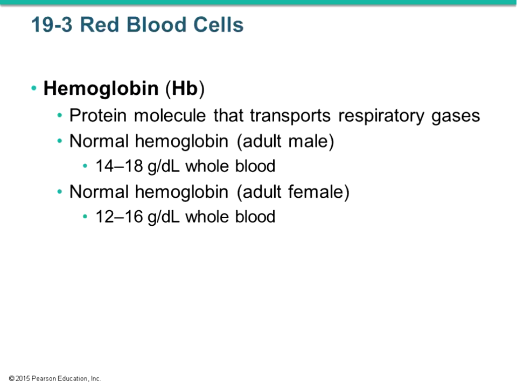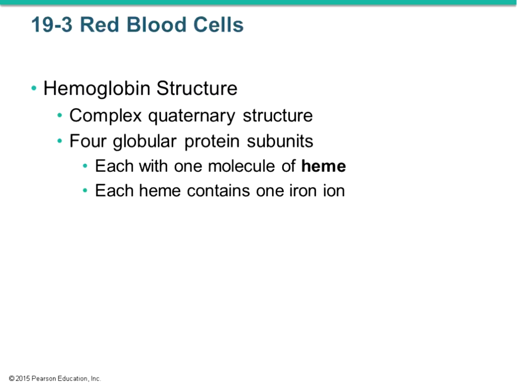Big part of red blood cells is this hemoglobin that I mentioned before. This is what gives it color, but it also has the ability to bind and transport these gases, okay? So you can see the normal levels in the adult male and the adult female, fairly similar: 12 to 16 grams per deciliter for women and 14 to 18 grams per deciliter for men. The structure is very unique. It's a complex quaternary structure that has 4 globular protein subunits, each with one molecule of what's called heme. Heme is attached to one iron ion.